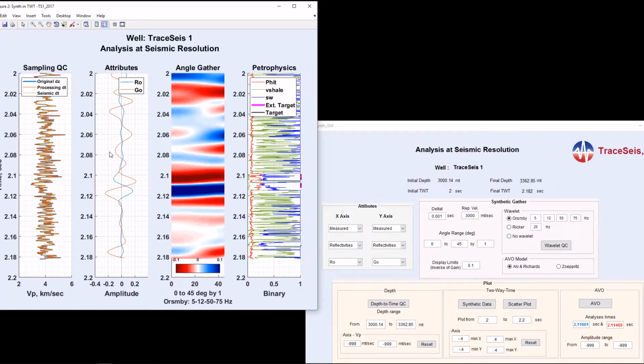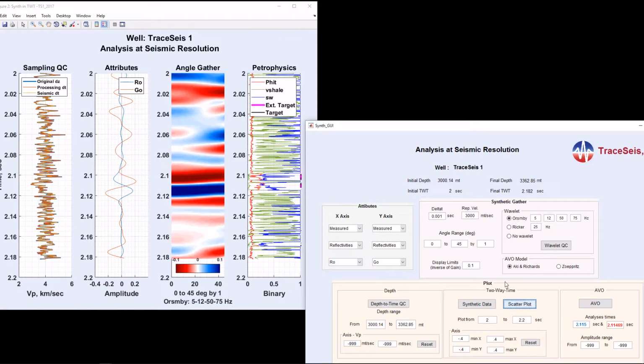Here we have in track 2 the attributes being evaluated, in this case normal incidence and gradient, and in the third track we have the pre-stack synthetic computed from 0 to 45 degrees every 1 degree. The bandwidth used is 5, 12, 50 to 75 Hz. Some observations. Let's start with the attributes in the log plot. We see here the lowest trough does not correspond to the top of the reservoir as we would expect, although the base of the reservoir matches or corresponds to a peak as expected.